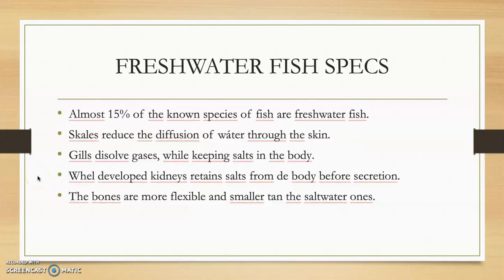Almost 15% of the known species of fish are freshwater fishes. The scales reduce the diffusion of water through the skin. The gills dissolve gases while keeping salts in the body. Well-developed kidneys retain salts in the body before the secretion, and the bones are more flexible and smaller than the saltwater ones.